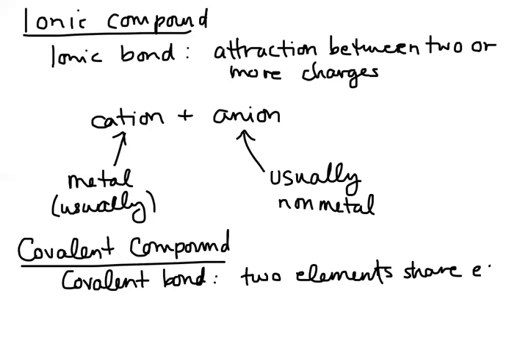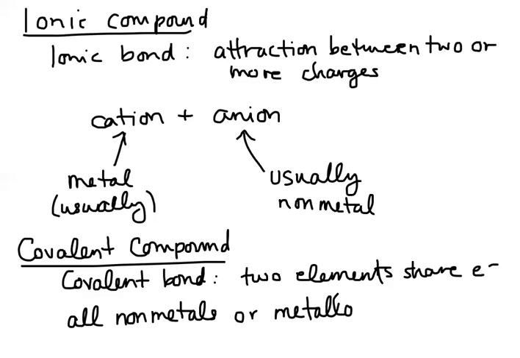within the bond. And a covalent compound has to be all non-metals or metalloids. So these are things like H2O, CO2, C3H6O3, things like that, that have only non-metals, SiF4, silicon with 4 fluorines. That's all non-metals and metalloids, okay?